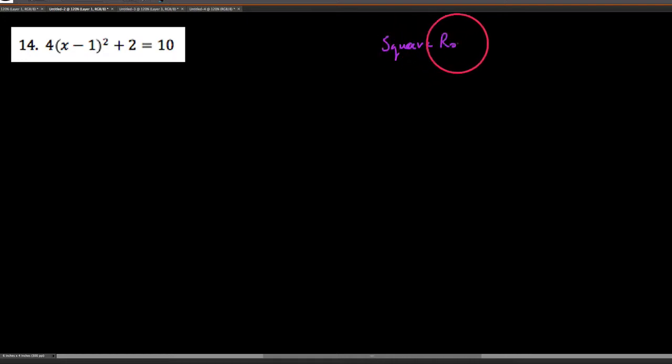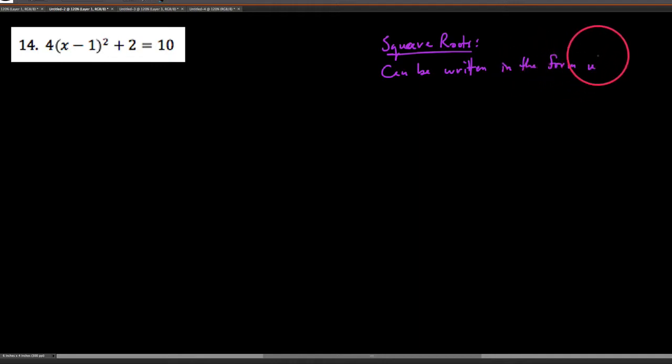So solving with square roots, first things first, it can be written in the form u squared equals d, where d is just some number, but u is any expression. Simply put, what we're looking at is a situation where as long as we have something being squared, and only one thing being squared, then we could get that thing by itself and take the square root of both sides.